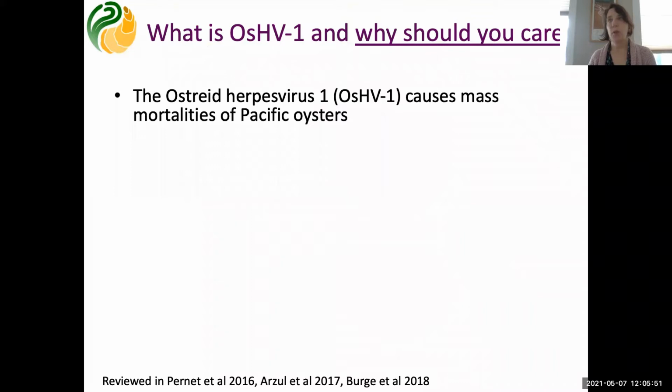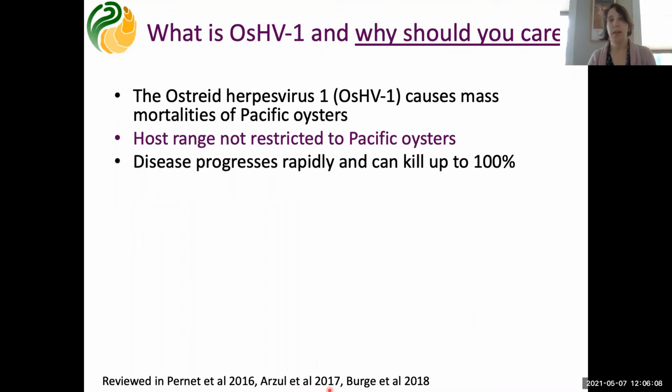So what is OsHV-1 and why should you care? The Ostreid herpesvirus 1 or OsHV-1 causes mass mortalities of Pacific oysters. And in fact, the host range is not restricted to Pacific oysters. And I'll discuss a little bit more about that later in the talk. The disease progresses quite rapidly and can kill up to 100% of animals dependent on the family or stock. So there's a genetic component to this disease.